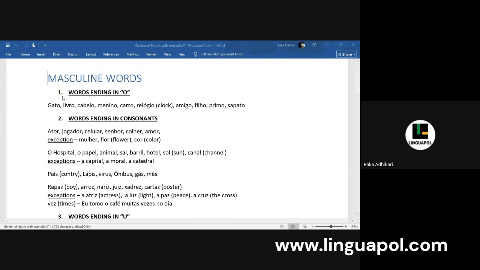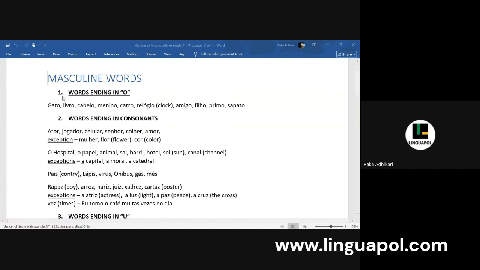Gato, livro, cabelo, menino. What is the meaning of cabelo? Anyone? Hair. Yes, cabelo means hair. Okay, menino, carro, relógio, amigo, filho, primo, sapato. All these words are masculine words. All of them you can see are ending in the letter o.